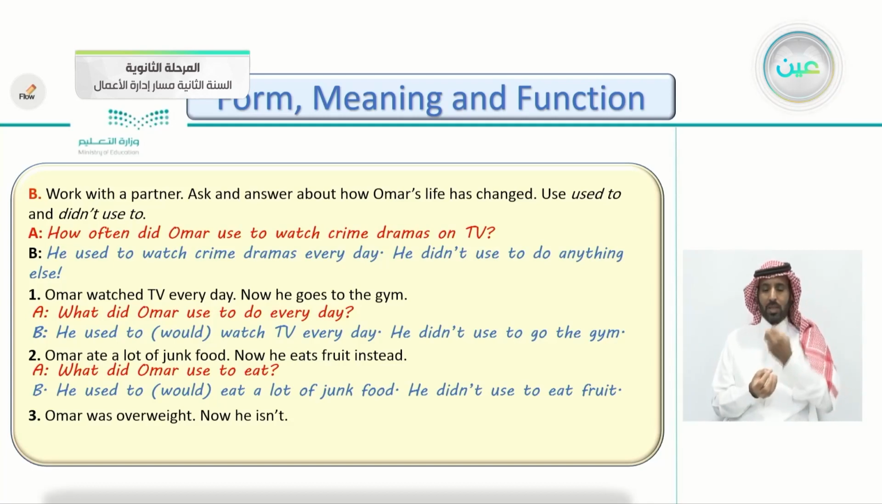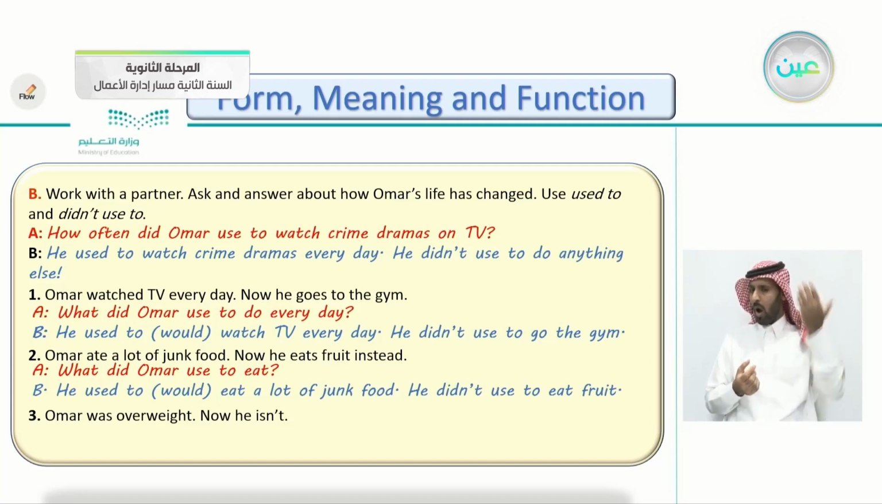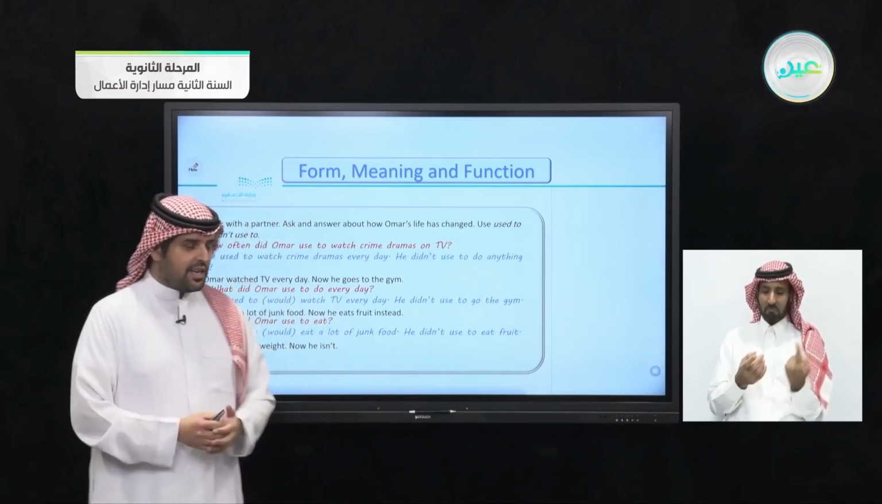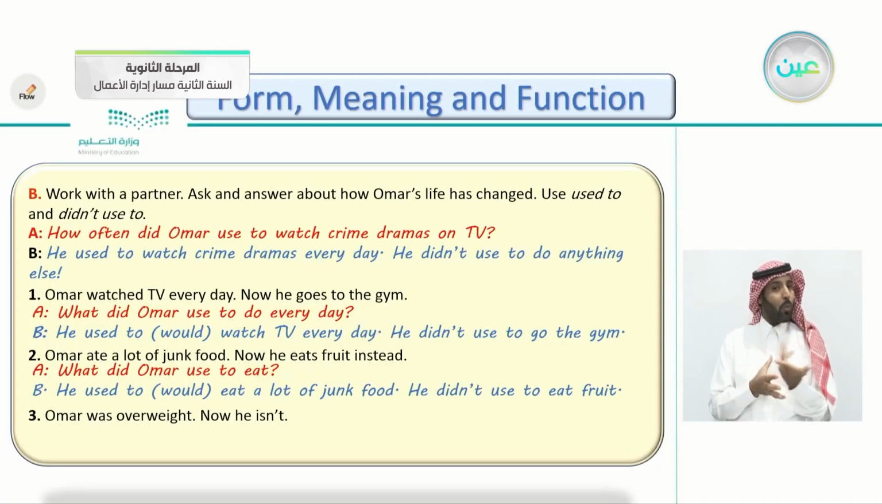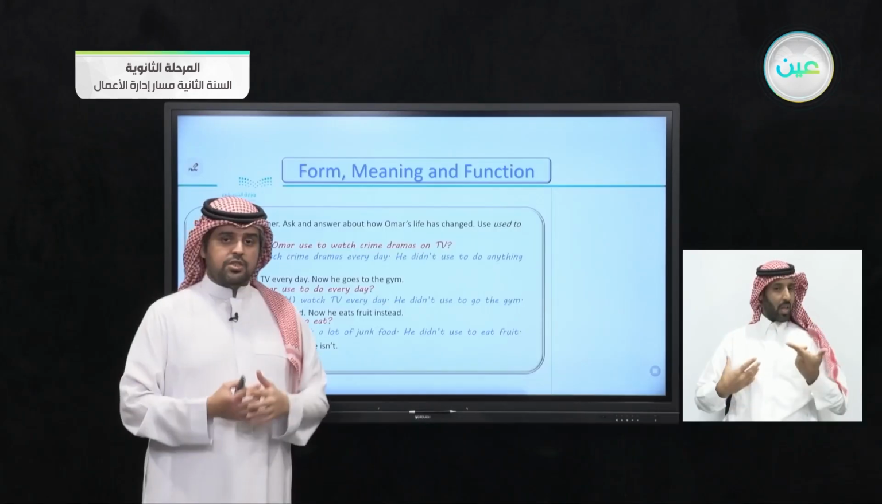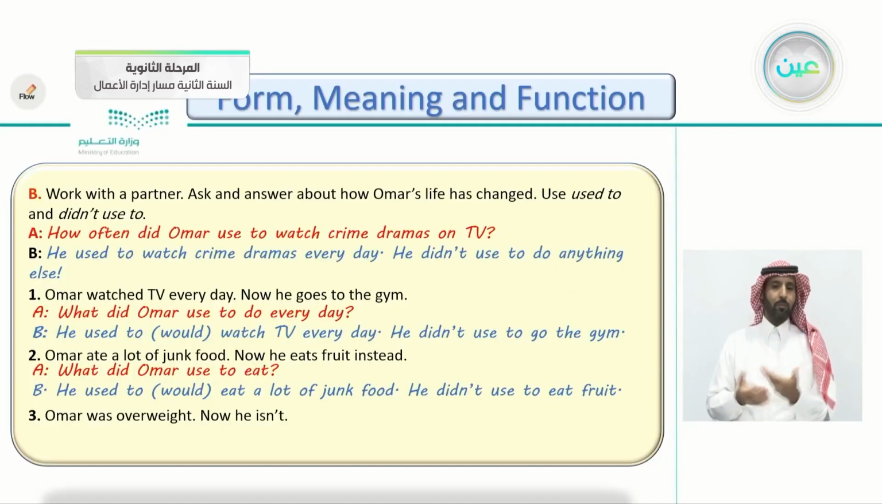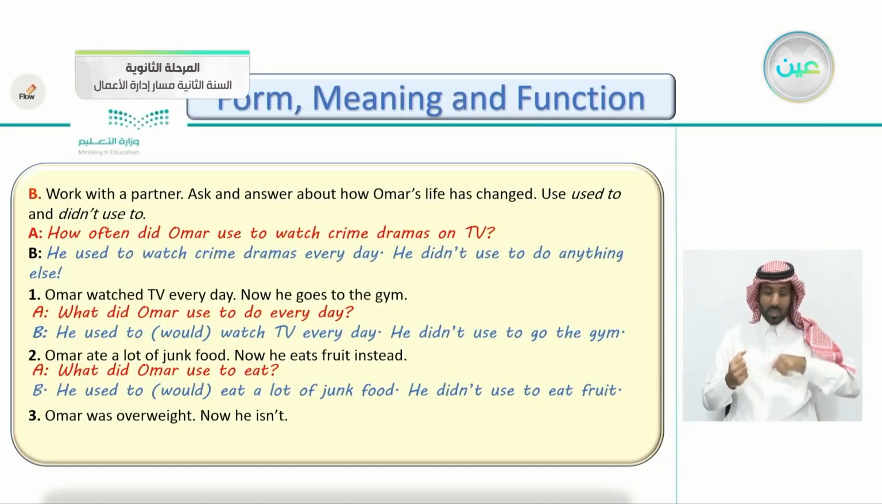Again, he used to or would eat a lot of junk food. He didn't used to eat fruit. The third one, Umar was overweight. Now he isn't. Now he is slim. So we're talking about his body image here. So how do we ask and answer about this matter here? Umar was overweight. Now he isn't.